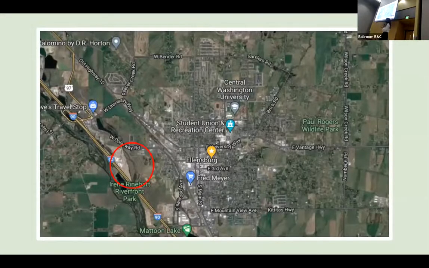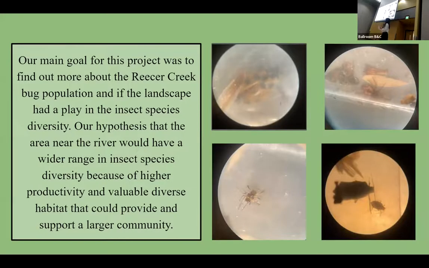We did our research in Reecer Creek, which is owned by the city of Ellensburg and was worked by the Mid-Columbia Fisheries. Our main goal for this project was to find out about the Reecer Creek bug population and if landscape had a play in insect species diversity. Our hypothesis was that the river area would have a wider range in insect species diversity, which meant higher productivity and a more valuable, diverse habitat. And this could support a larger community.